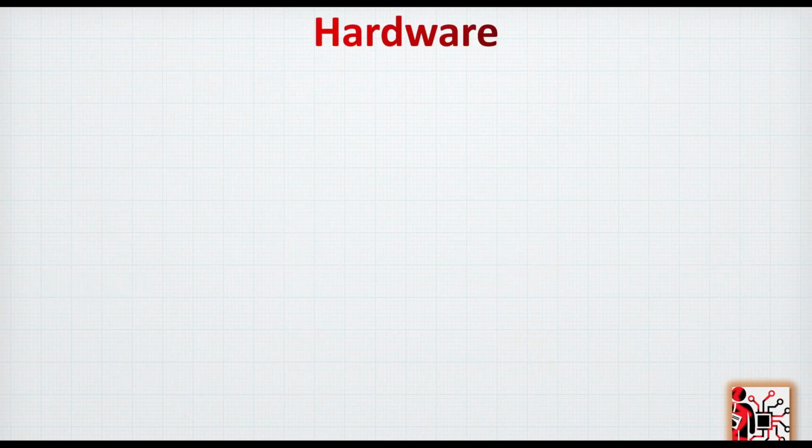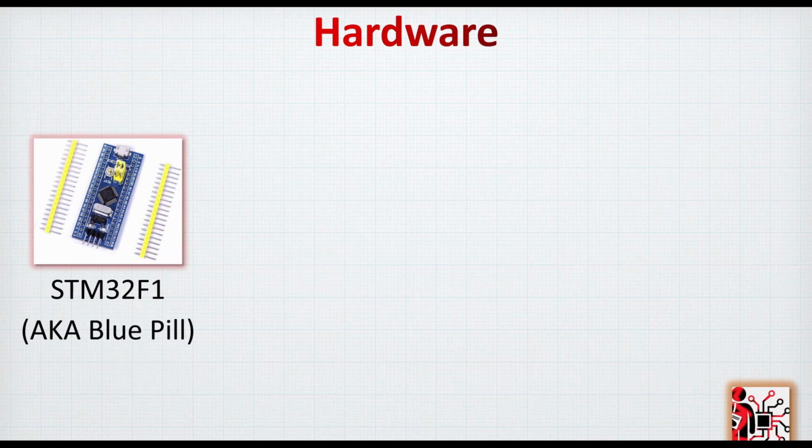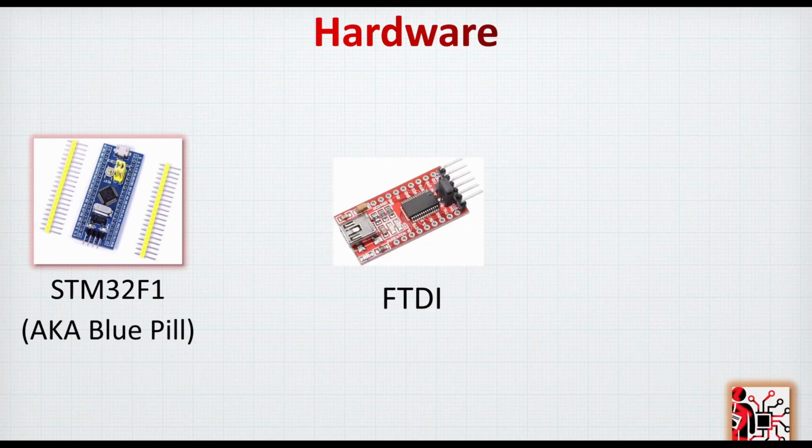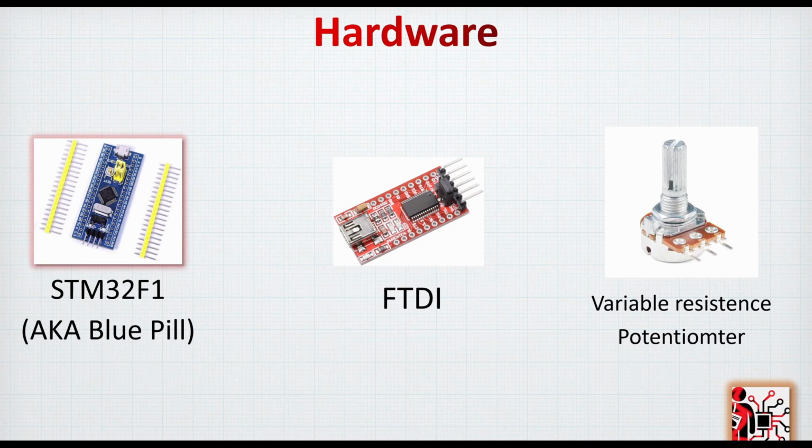Okay, so for the hardware, as usual, the STM32F1, aka the Blue Pill. Also, we are going to use the FTDI to allow the UART or serial communication with the PC. And finally, a variable resistor or potentiometer, to see an example of how the voltage varies.